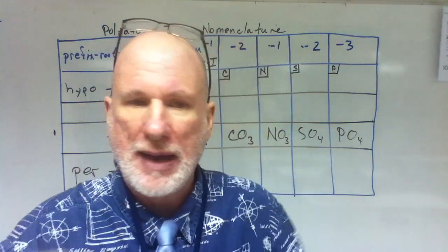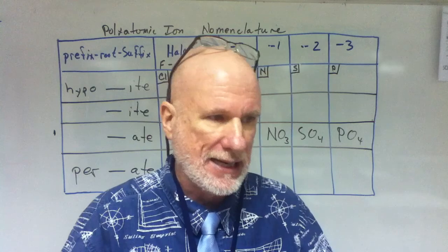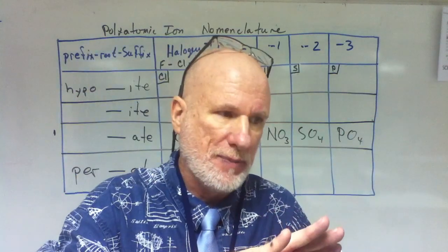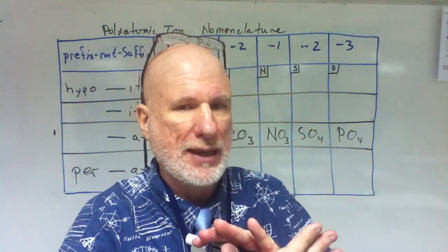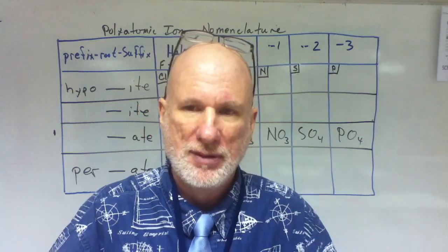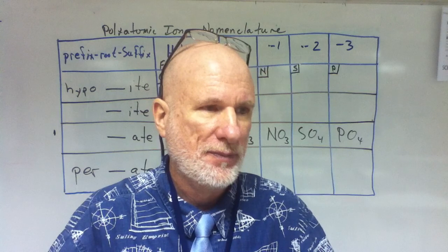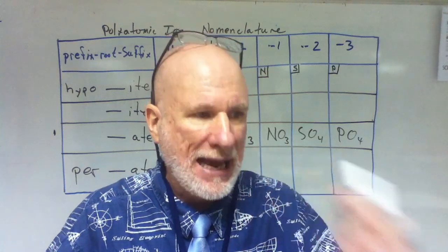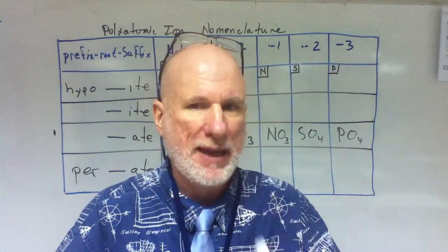Yes, I will give you a polyatomic ion sheet when you have to take a test, always. The front side will be a periodic table, and the back will be a polyatomic ion sheet. But wouldn't it be nice to be able to come up with a system where the naming of polyatomic ions makes sense?